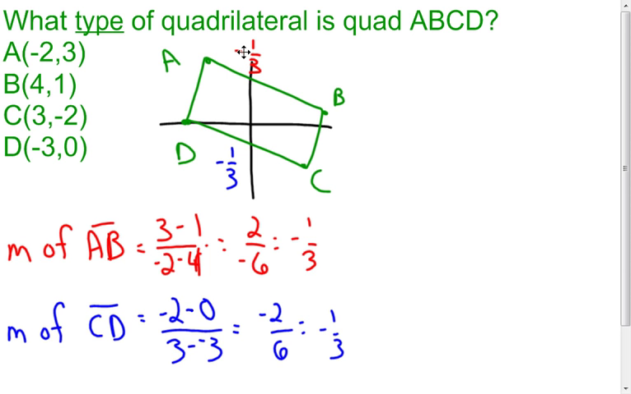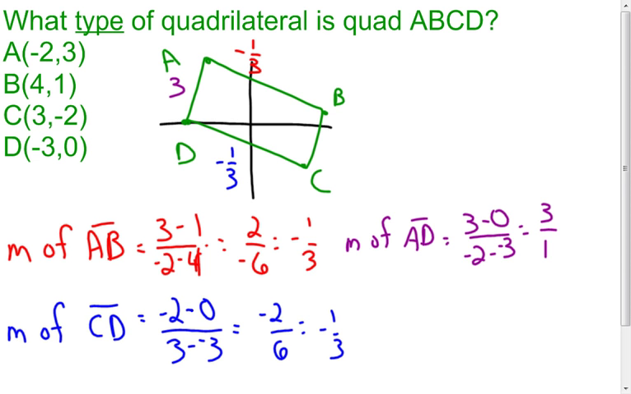Now I'm going to go to my other 2 sides. So now I'm going to do the slope of segment AD. And here I'm going to do Y value at A minus Y value at D over X value at A minus X value at D. Here I end up with 3 over 1. So the slope of this one is 3.